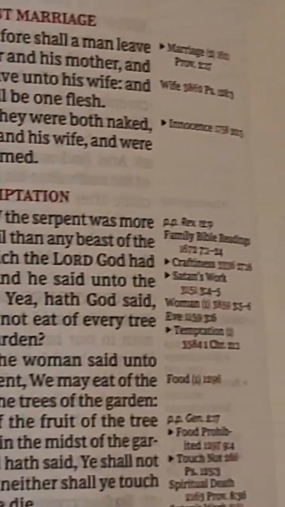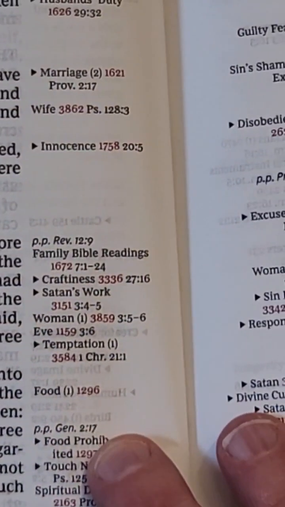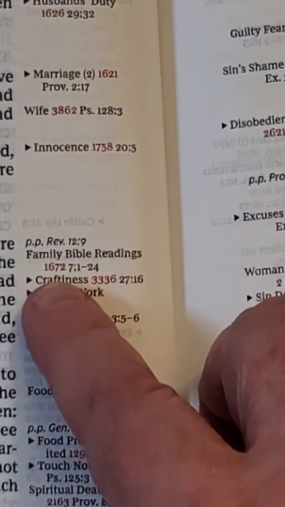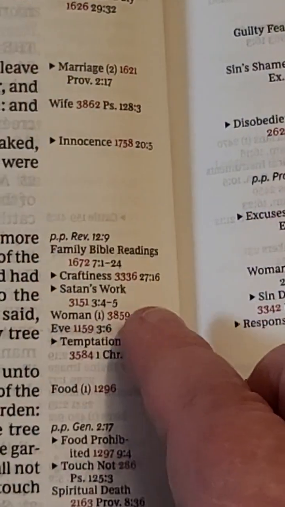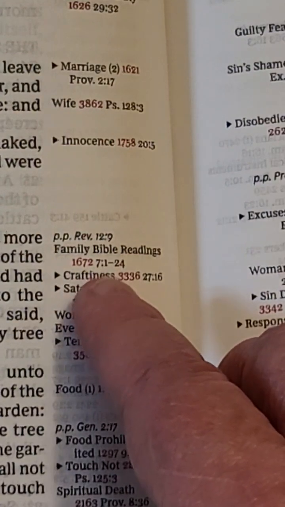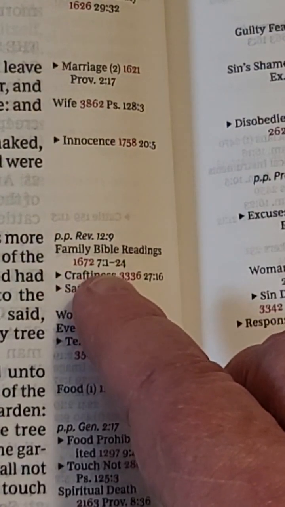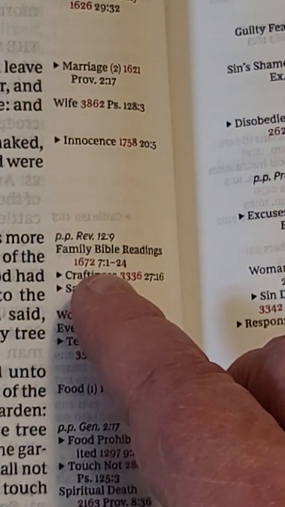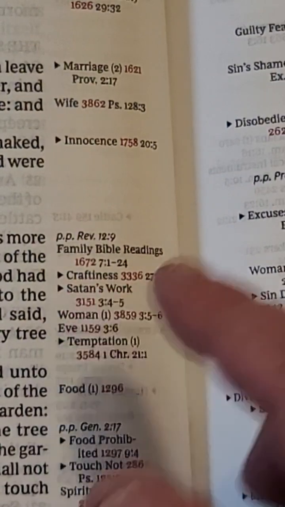And you read 1-6, but you come over here and you can see where it says Family Bible Reading. That's the next verse you go to. Now I'm going to show you how to use the numeric index. Okay, 1672 is our reference, right?